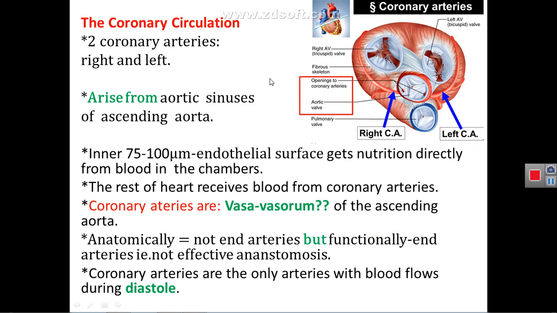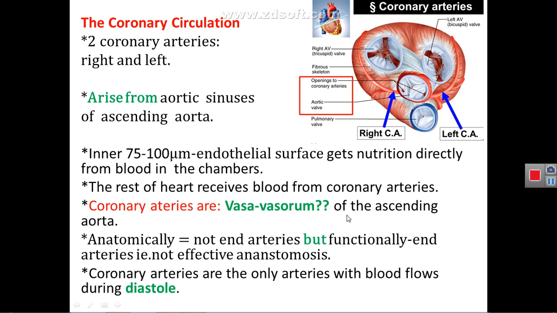In consideration to arterial blood supply, the topic includes the coronary arteries, which are the right and left coronary arteries. Both the right and left coronary arteries, as shown in the figure, originate from the walls of the ascending aorta that are dilated above the aortic semilunar valves. These dilatations in the wall of the ascending aorta above the aortic semilunar valve are called aortic sinuses.